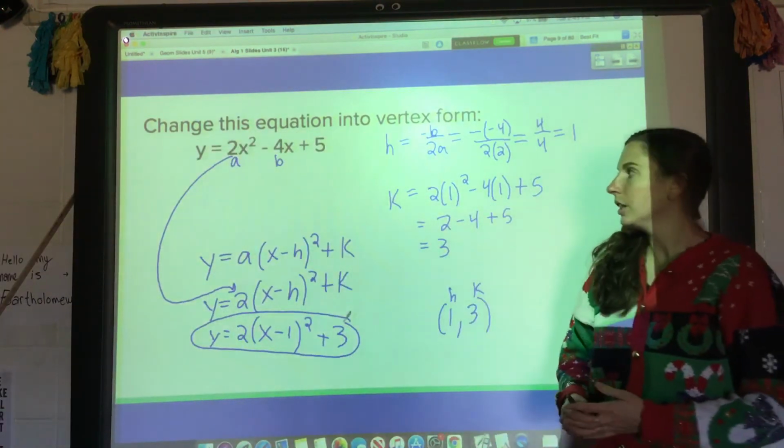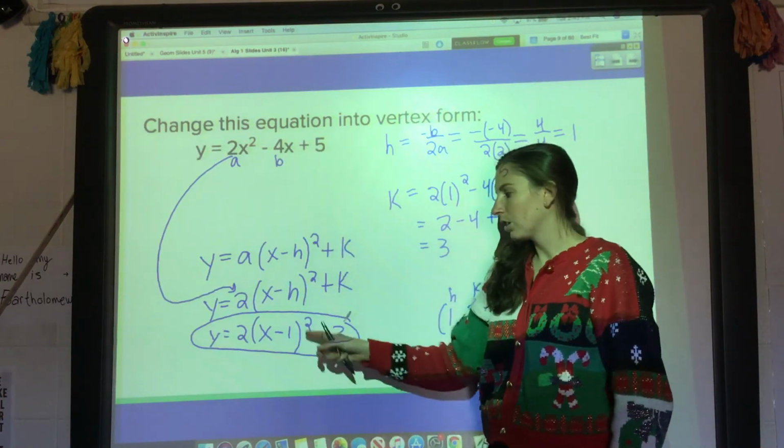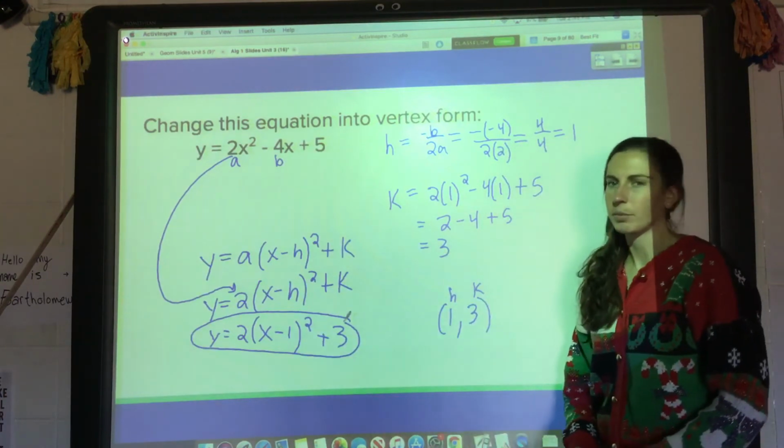Again, you could complete the square, so you could do completing the square with this instead to turn it into vertex form, but I kind of like this way better.